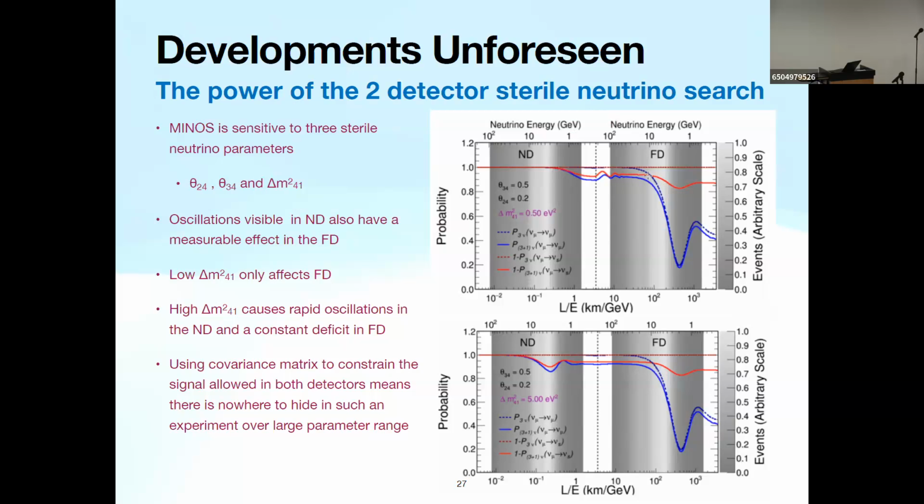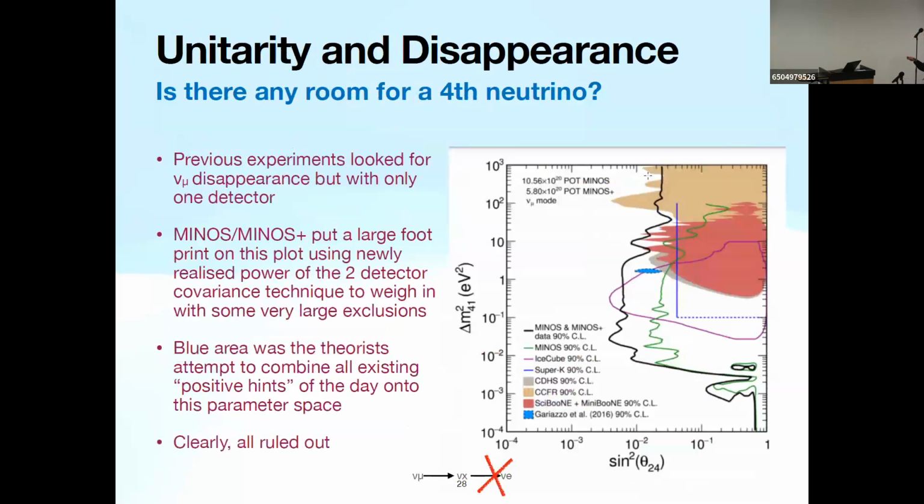And it turns out with our experiment, using a covariance matrix to constrain that, there's almost nowhere for the sterile neutrino to hide. And actually you can see that in this plot, that the MINOS measurement was the green one, and then the MINOS+ measurement improved that enormously by an order of magnitude in both directions.